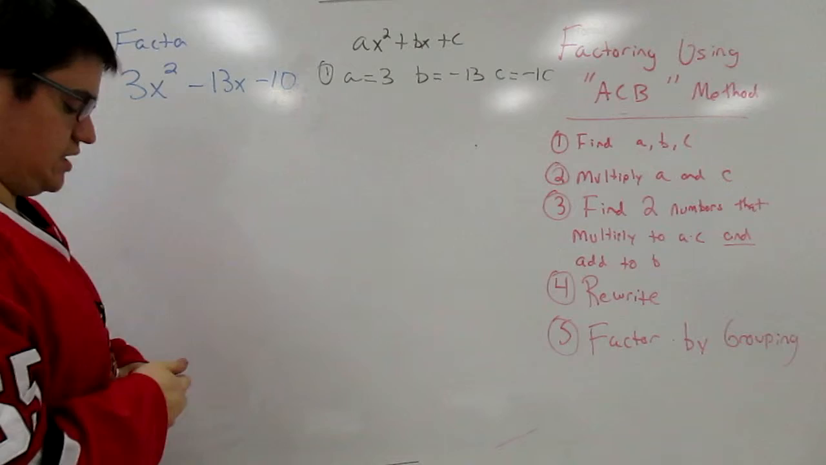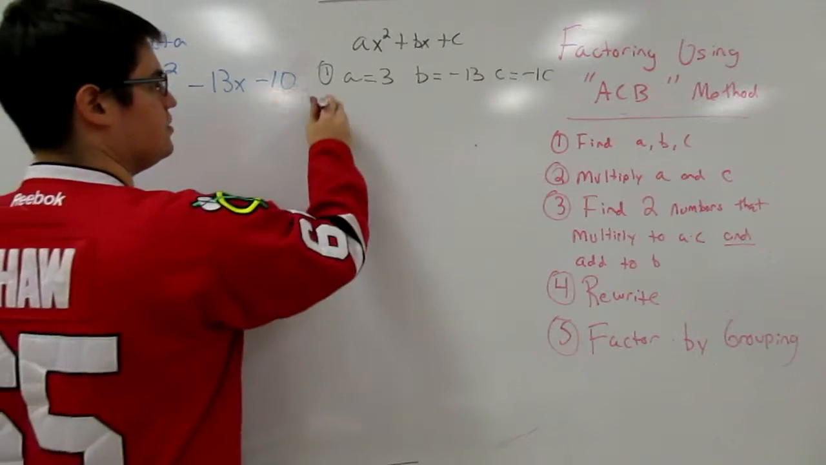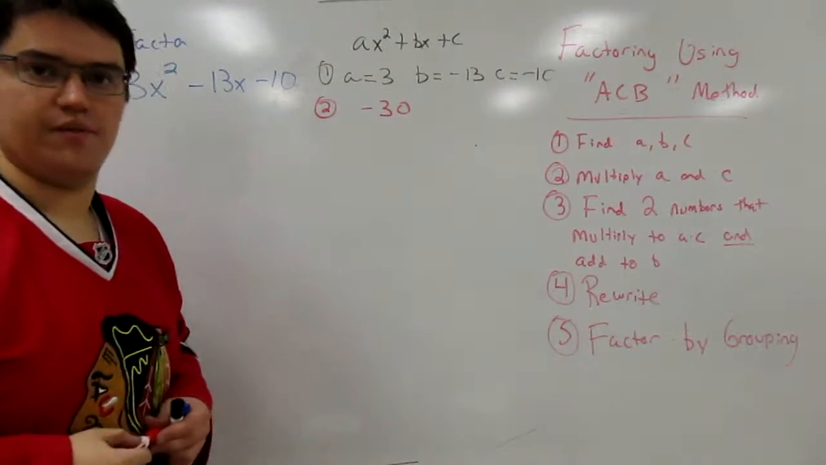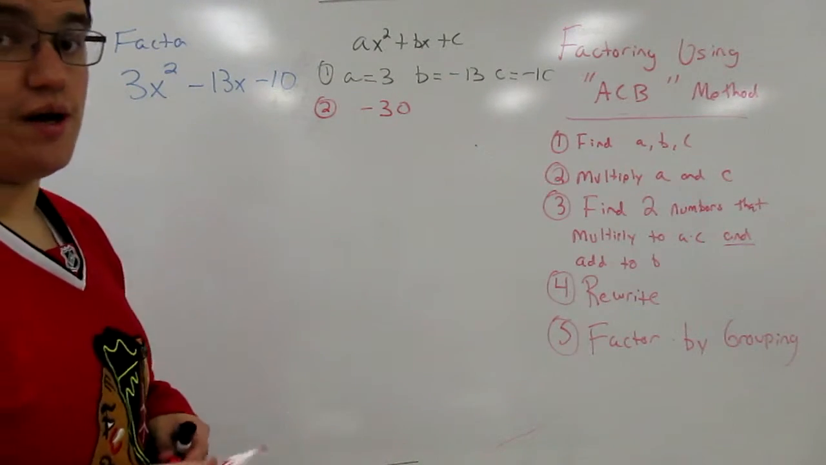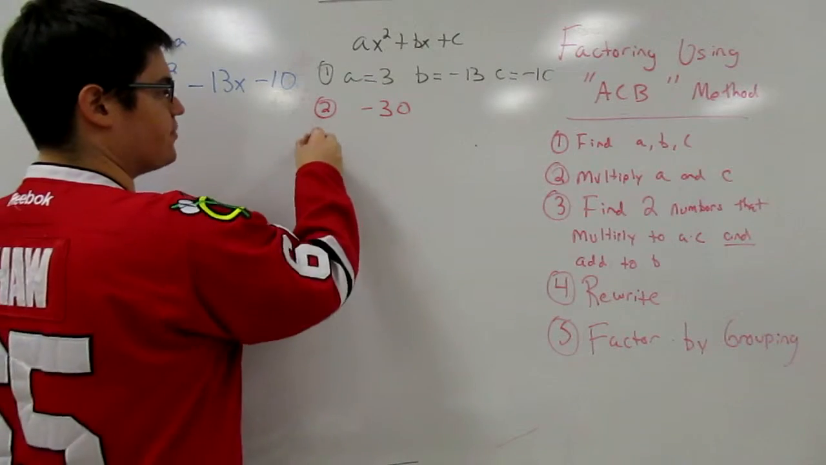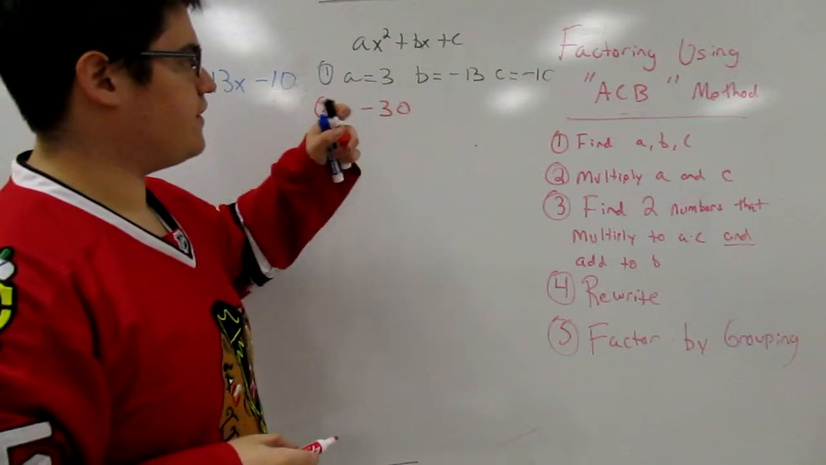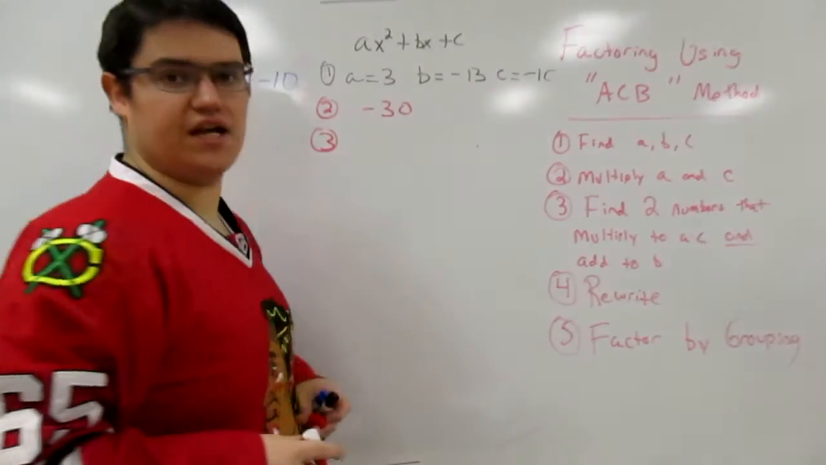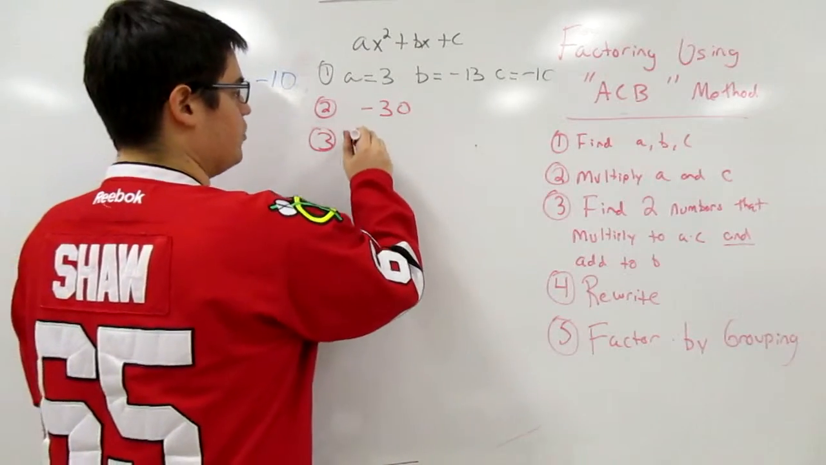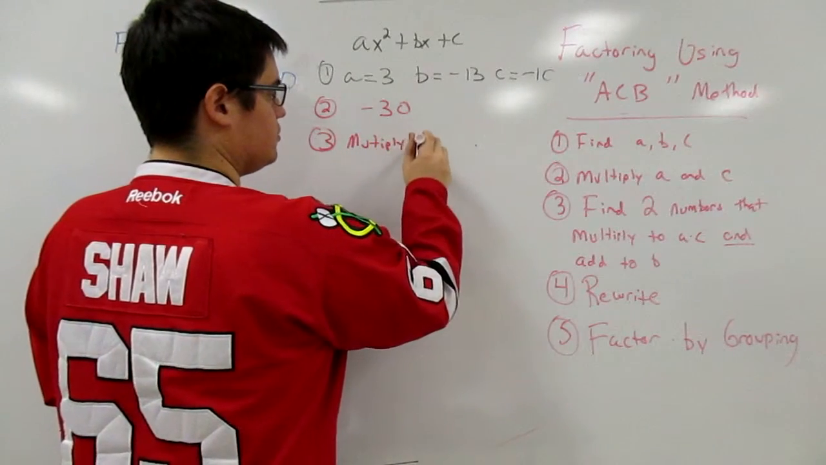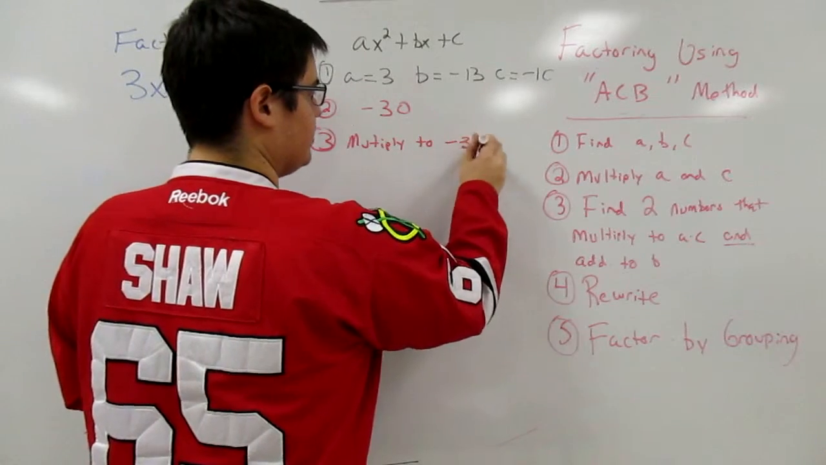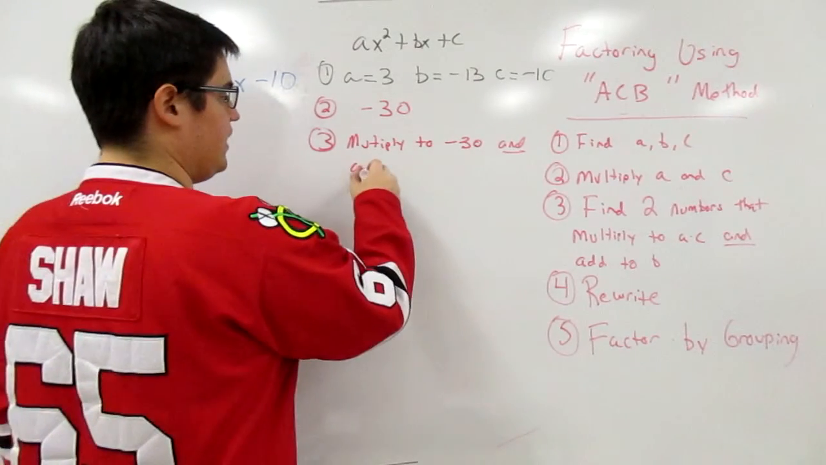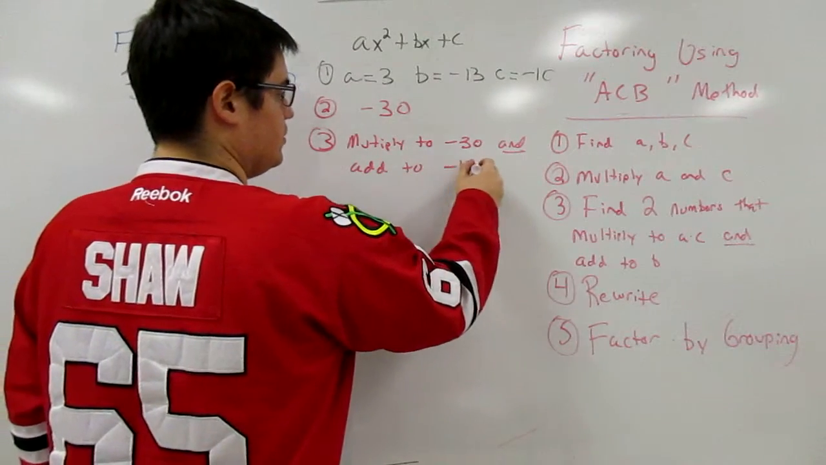Okay, great. So step 2, multiply a and c. 3 times negative 10 is negative 30. Not bad. 40% of the way done. Bam. Step 3. Now we want to find 2 numbers that multiply to negative 30 and add together to give you negative 13. Multiply to negative 30 and, that's the key word, they have to do both, add to negative 13.